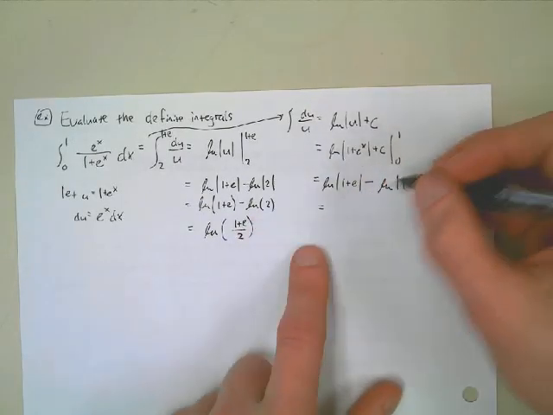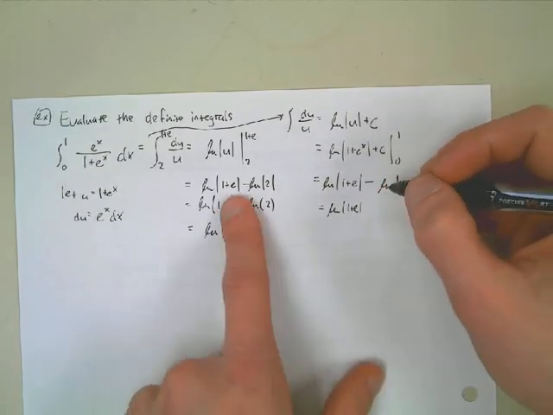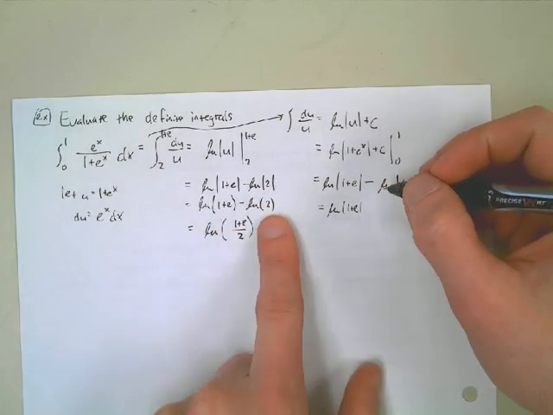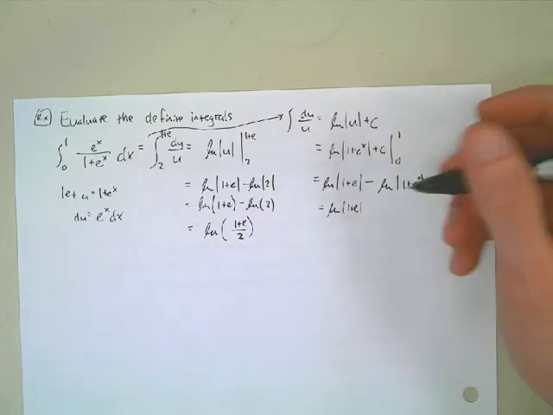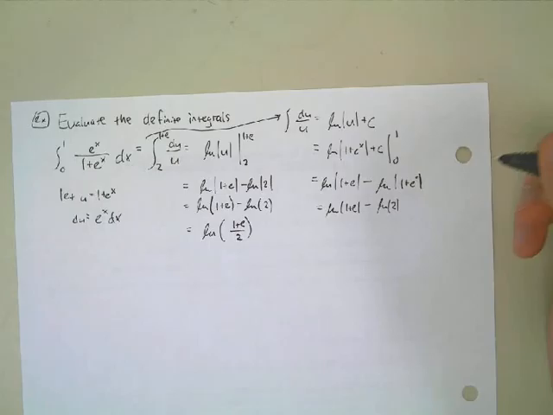Why did you take away the absolute value? Because 1 plus e will already be positive and 2 will already be positive, so you don't need them there. And the same thing for this case too. So, okay. Woof! Fun stuff, right?